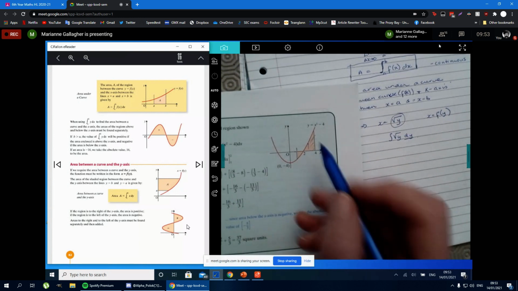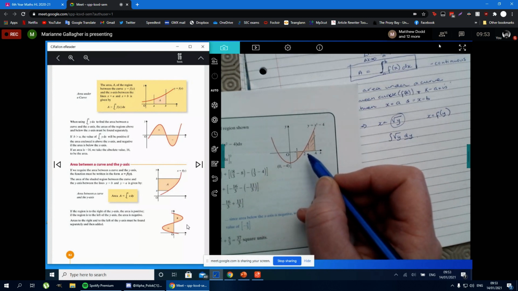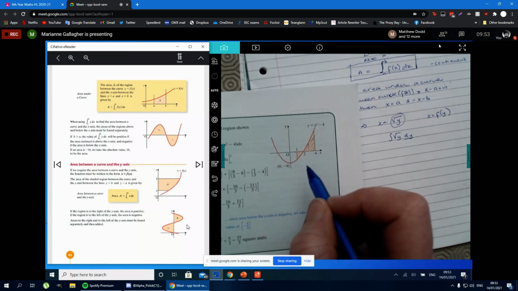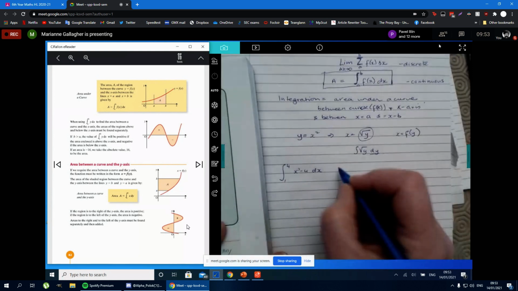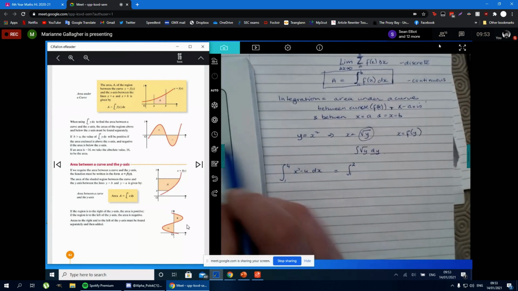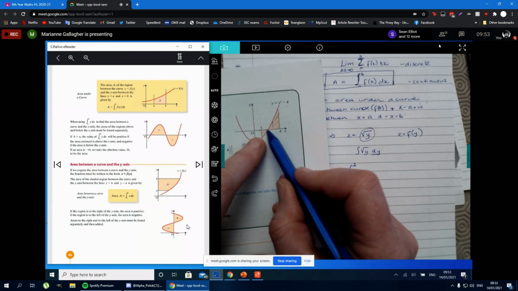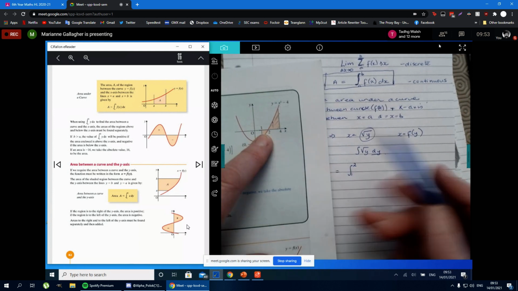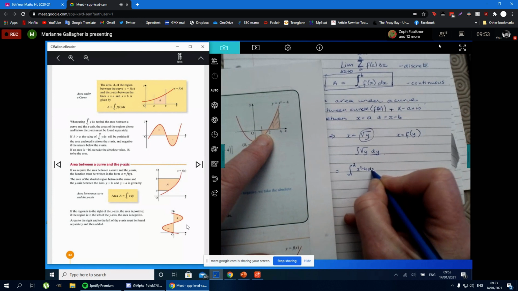So if you just went from 1 to 4, this part would cancel out this part, which you don't want. When you're getting area, you have to make sure it's all positive. So we have to split it up into from 1 to 2, because that's where it first crosses. So we're starting at 1, and we're going to have the same sign until we get to 2. So we can go from 1 to 2 of x squared minus 4 dx.